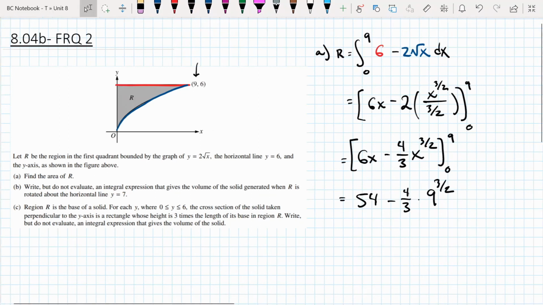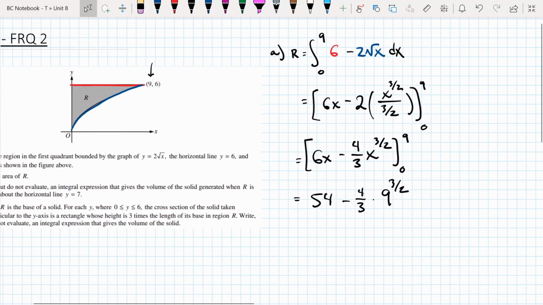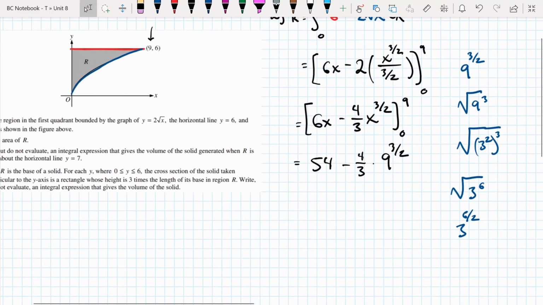Okay, and how in the world do we evaluate 9 to the 3 over 2? Well, 9 to the 3 over 2 is the same thing as the square root of 9 cubed. 9 can be written as 3 squared cubed, because 3 squared is equivalent to 9. So this becomes the square root of 3 to the 6, which becomes 3 to the 6 over 2 if we convert it from a radical to a fractional exponent. And then this becomes 3 cubed, which is equal to 27.